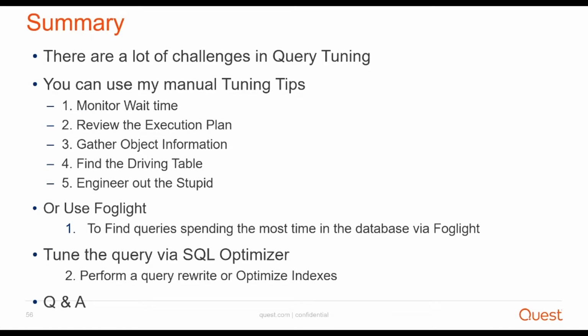In summary, there are a lot of challenges in tuning. You can use my manual tips. They're tried and true. Like I said, I've done this not only in SQL Server but Oracle, MySQL, DB2, and what used to be Sybase. Monitor the wait time. Review the execution plan. Gather the object information. Find the driving table. And engineer out the stupid. Or use Foglight. Foglight will help you find the queries to focus on and give you great clues on how to tune, and then tune the query with SQL Optimizer. You can either do a query rewrite or you can optimize the indexes.